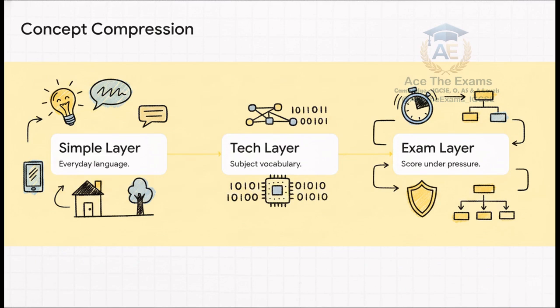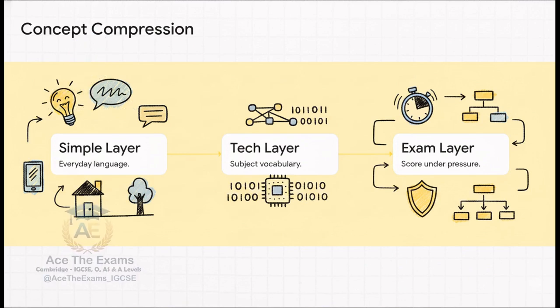Layer 2 is the technical layer. You swap out those everyday words for the correct Computer Science 0478 subject vocabulary. But Layer 3, that is where the magic happens, the exam layer. This is where the idea is shaped to actually score marks under time pressure.